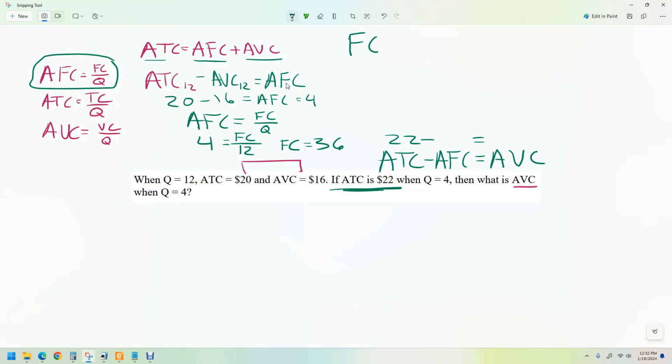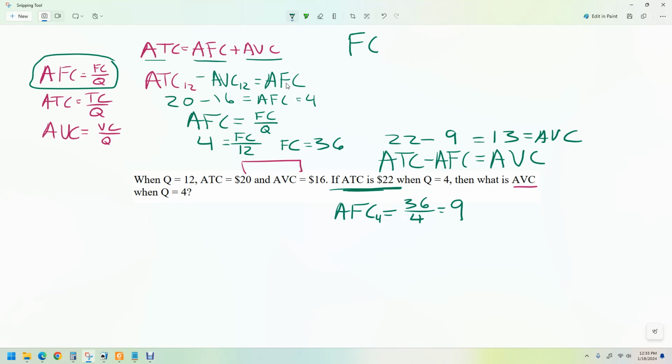Now we want to know what the average fixed cost is when we produce 4 units. That's going to be 36 divided by 4, which is 9. So the average fixed cost is 9. That means this is 9, this is 13, and that is the average variable cost. That is the answer.